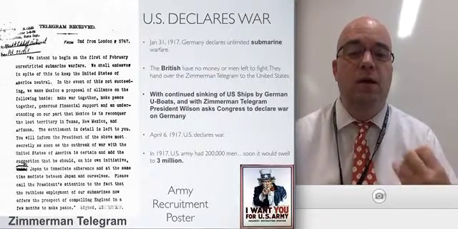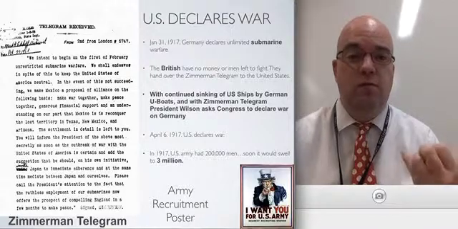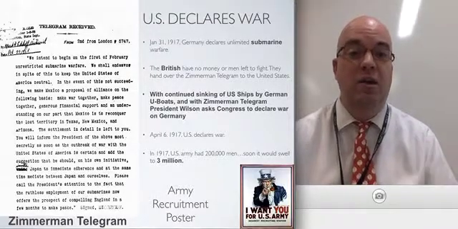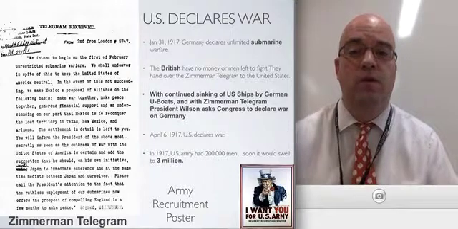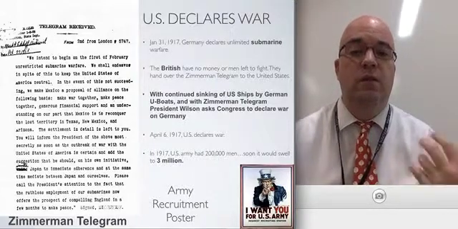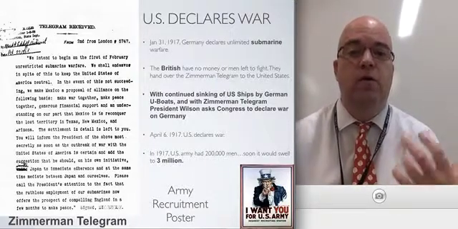Now, Germany did this secretly. This is, of course, a secret message that was sent out. It was intercepted by the British, given over to the Americans, and the Americans read this. This becomes public knowledge, and the Americans are just outraged.